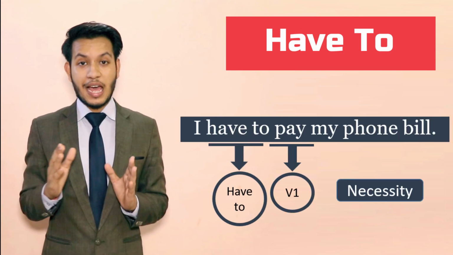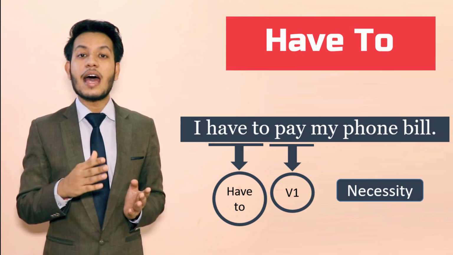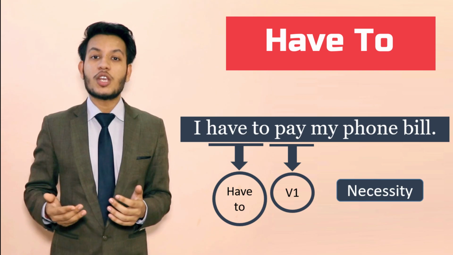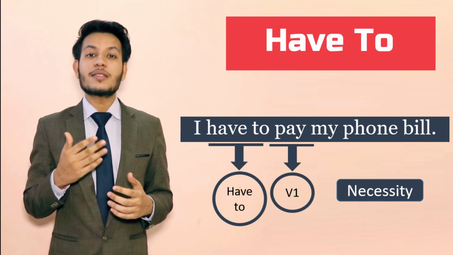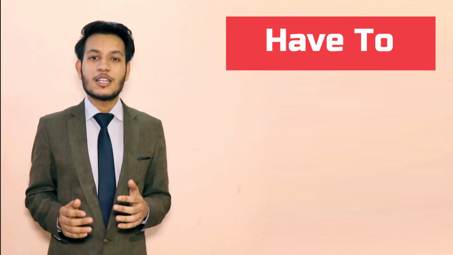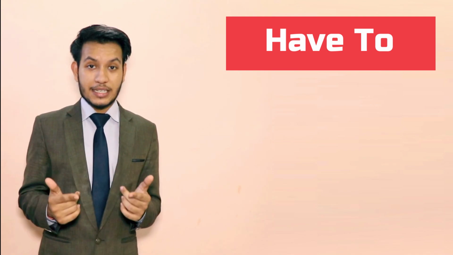And if you put have to with first form of the verb, like in this given sentence, I have to pay my phone bill, it means there is no choice. मुझे फोन का बिल भरना पड़ता है, whether I like it or not. It means there is no choice. If I don't pay my bills, they will cut my connection. So in this video, we shall be learning about have to in details.